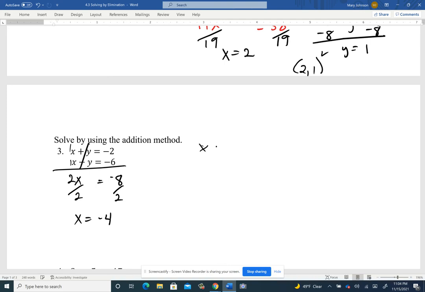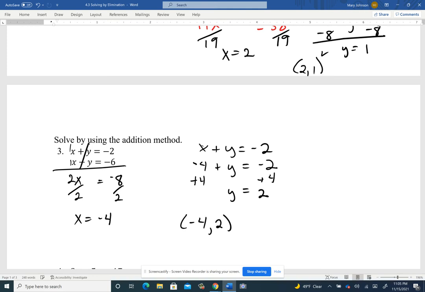So I could take either equation. I'm taking the top one because of the x and y both being positive. I'm replacing x with negative 4 and then solving that equation. So I'm going to add 4 to both sides. I get y equals 2. And so I get the ordered pair negative 4, 2.